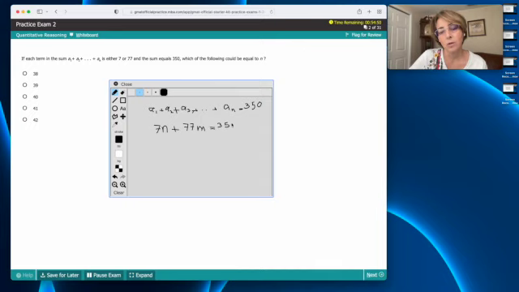So algebra always comes to the rescue. With this one, we can take the 7 out as a common factor, or divide both sides by 7, and we get n plus 11m is equal to 50. Now we want to know what possibilities we have. I recognize that n and m are positive integers. They are the number of 7s and 77s that we have.